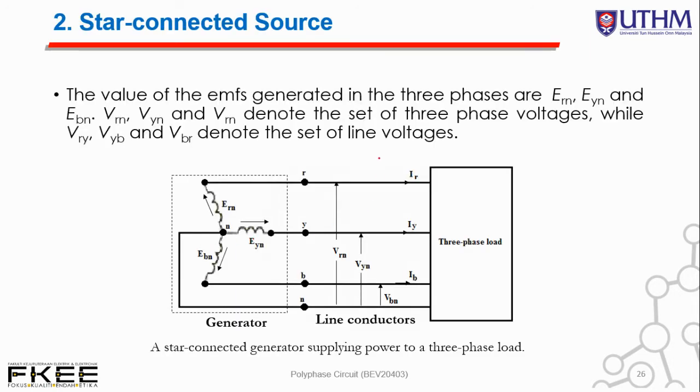What about the star connected source? The value of EMF generated, this is the back EMF generated inside the winding of a generator. The three phases are ERN, EYN, and EBN. VRN, VYN, and VBN denote the set of three-phase voltages, while VRY, VYB, and VBR denote the set of line voltages.